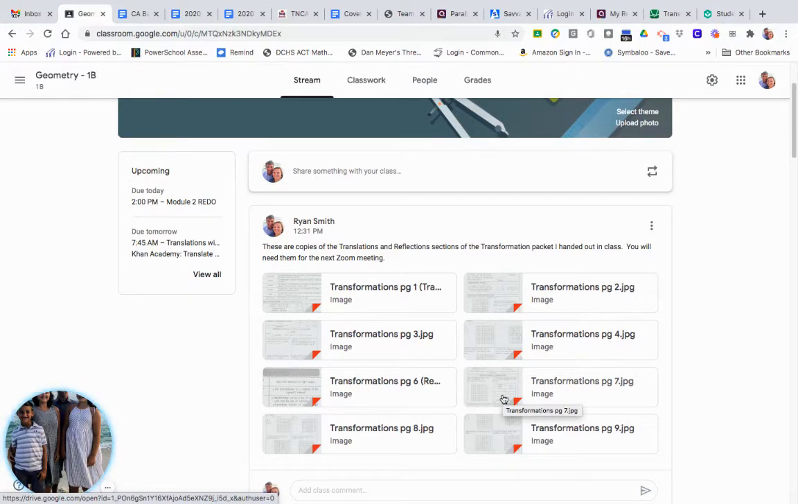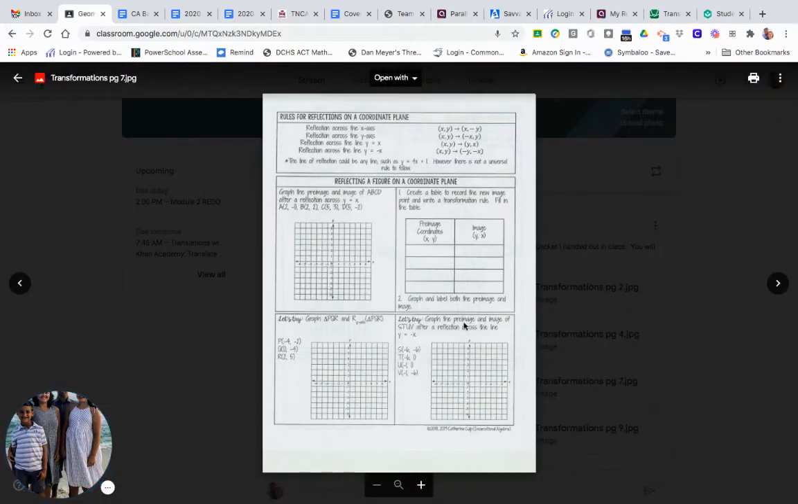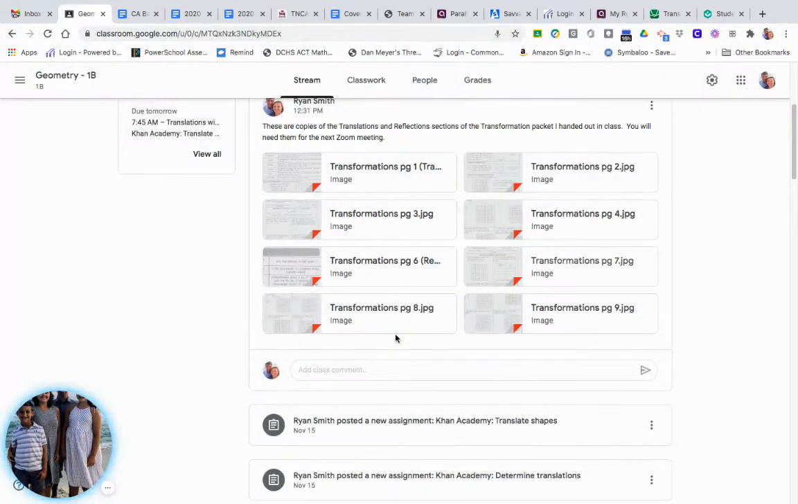Specifically 7. Page 7 is going to have all your rules that we're going to talk about today. And this may look crazy right now, but it'll make sense later on. So for your Khan Academy that you're going to do for your assignments, you probably need to look at page 7 along with listen to this video.